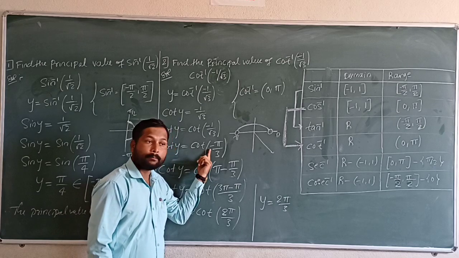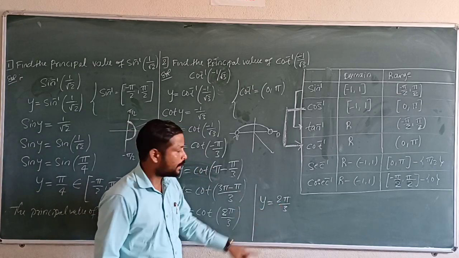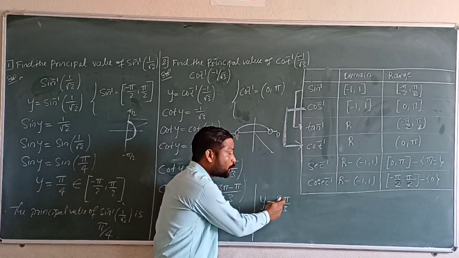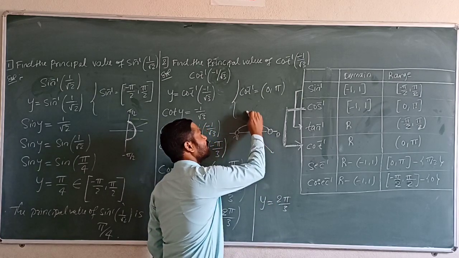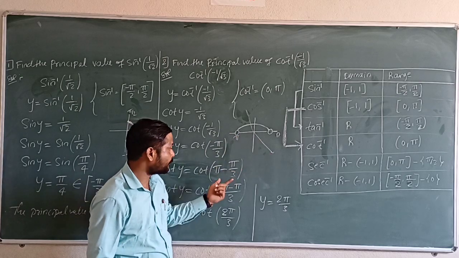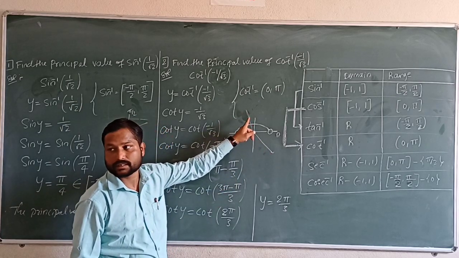Which value? Minus pi by 3 did not come, but let us see if this one comes. It is not 2 pi by 3. Pi by 3 means how many degrees? I said 60. 60 into 2 is 120. Where does 120 come? Which quadrant does it come in? Second quadrant. Now the first value is outside the range. After the simplification it becomes what here? Inside the range.